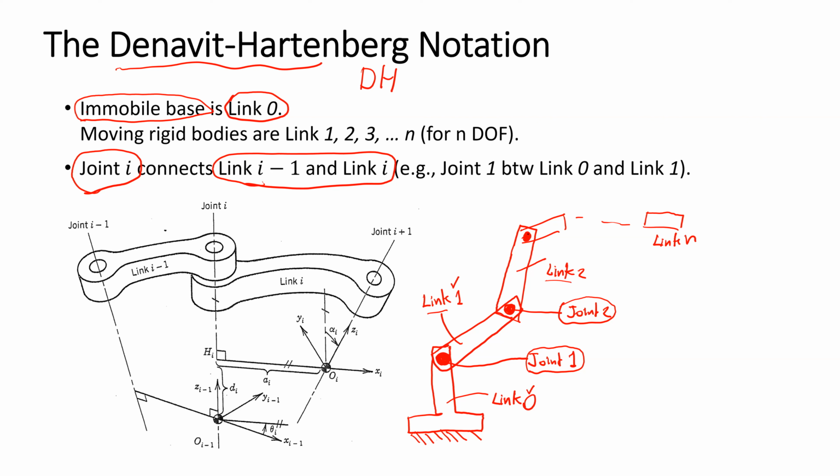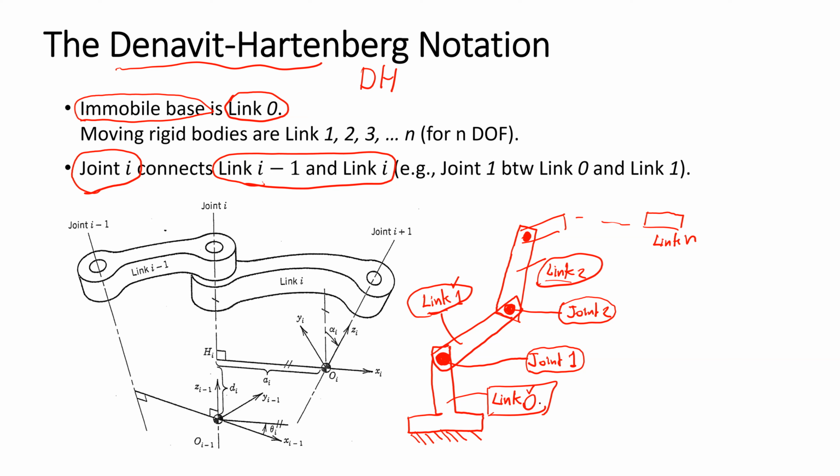For the link, it also makes sense that link 1 is the first link that's moving. Link 2 is the second link that's moving. Link 0 cannot be moved, so we do not count it.